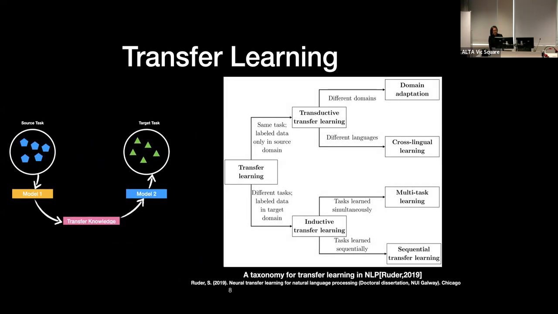And here is a pretty perfect taxonomy for transfer learning in NLP from Ruder's thesis. Transfer learning in NLP can be separated into 2 types: transductive and inductive transfer learning. If we apply it across different domains, we call it domain adaptation. If we apply it across different languages, we call it cross-lingual learning. For inductive transfer learning, if the tasks are learned simultaneously, we call it multitask learning, and if the tasks are learned sequentially, we call it sequential transfer learning.